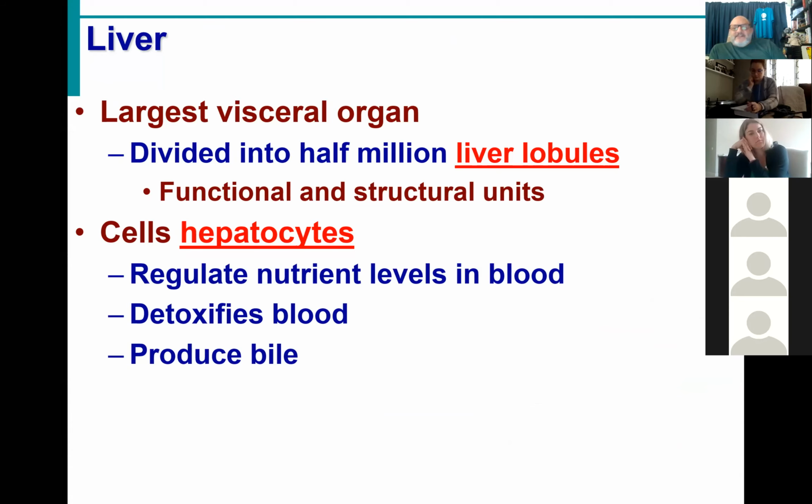Remember, the hepatocytes are, again, total worker bees. Their job is to make the blood nutrient appropriate. They also are going to detoxify the blood, get rid of toxins in the food you eat, get rid of medications in the blood, get rid of antibodies, get rid of hormones, right?